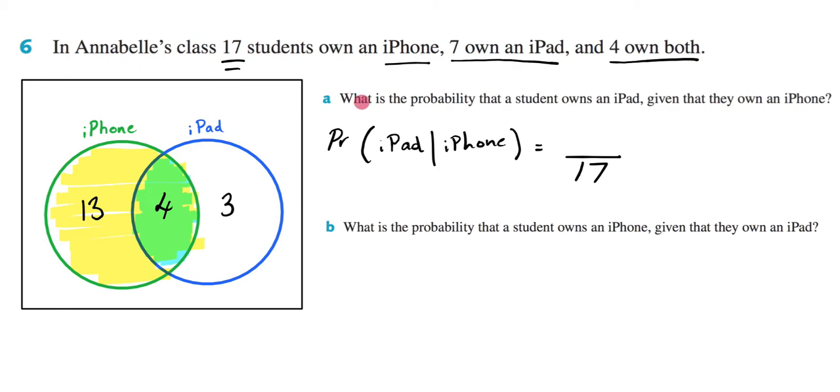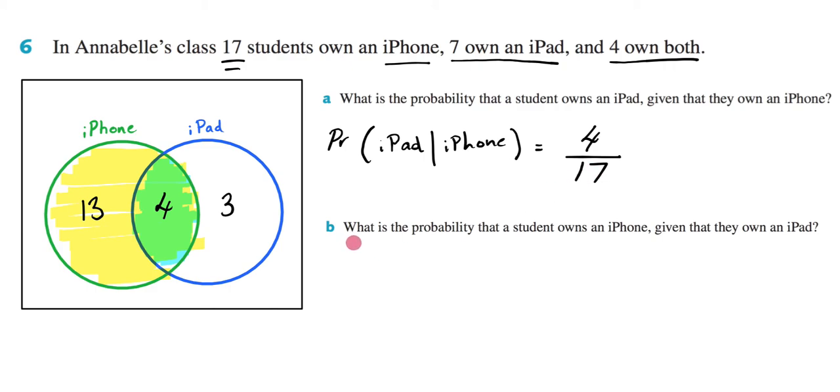So that means I'm going to have 4 out of 17 being my probability, because I'm looking at my iPhone bit, realizing I'm dealing with 17 students who have an iPhone, because that's an already given fact. They own an iPhone. And now I'm saying, what's the probability that they also own an iPad? Well, that's going to be 4 out of my total of 17 students.